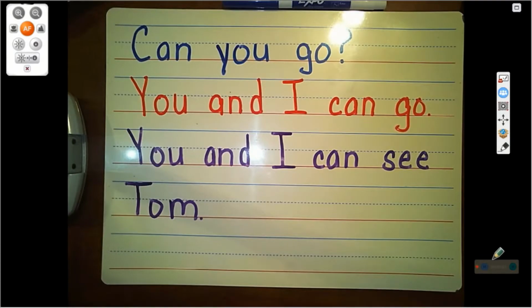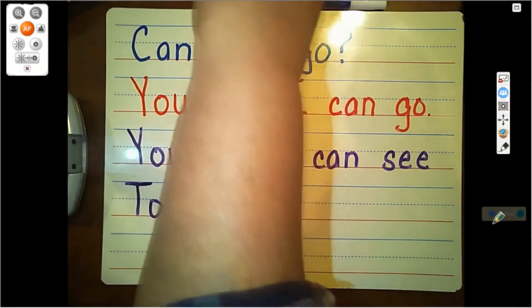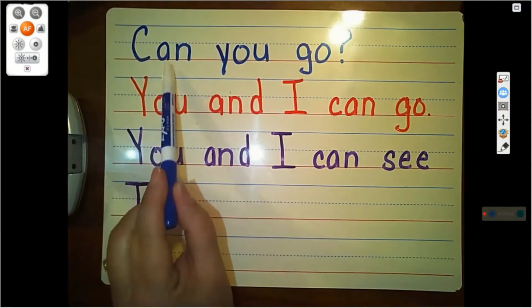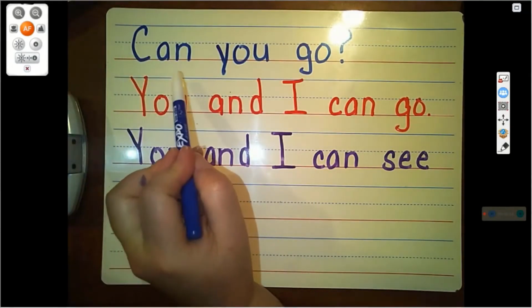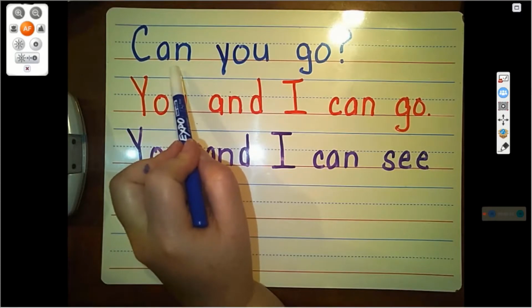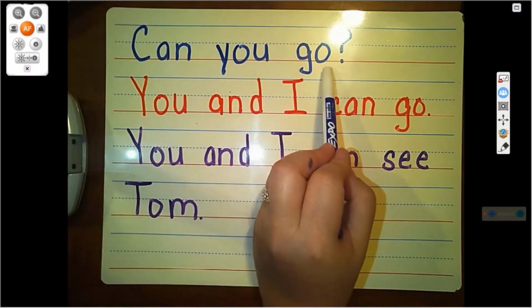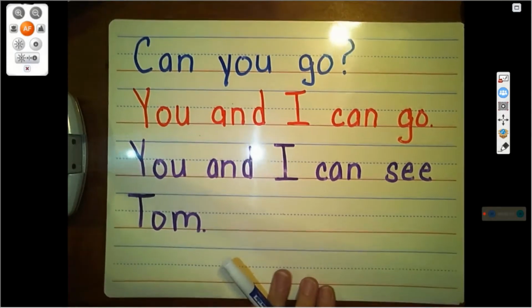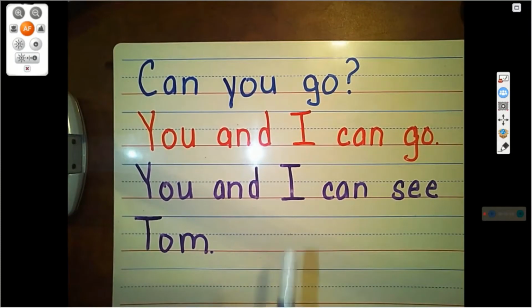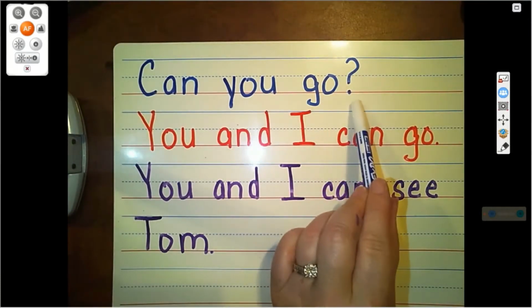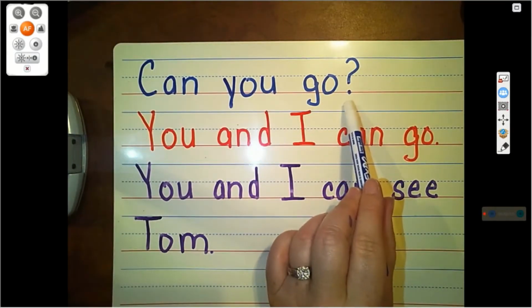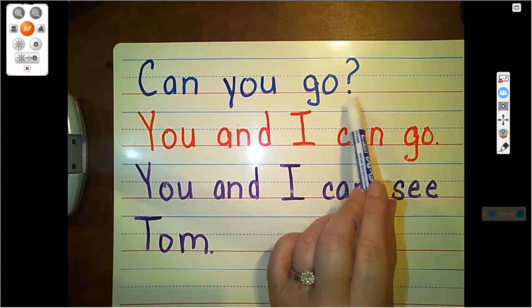Okay, let's look at these sentences here. We have this one in blue we're going to read first. What's this word? Can you go? And I'm going to scoot it down so the light isn't shining on it. Do you remember what this is? This is a question mark. A question mark ends questions.